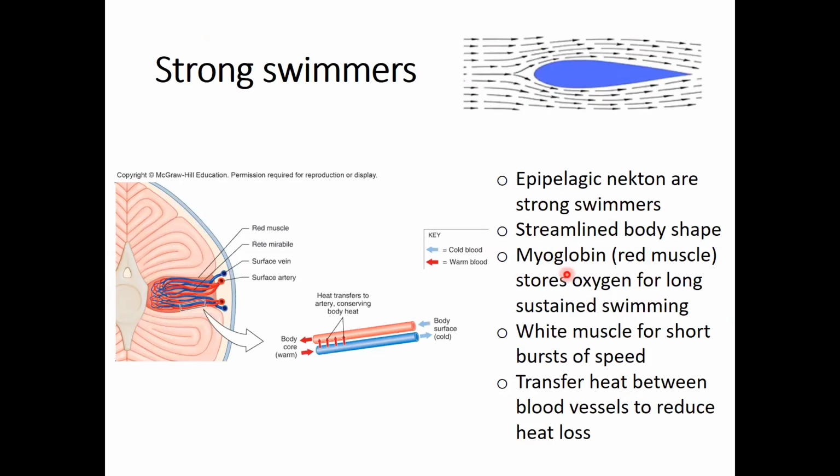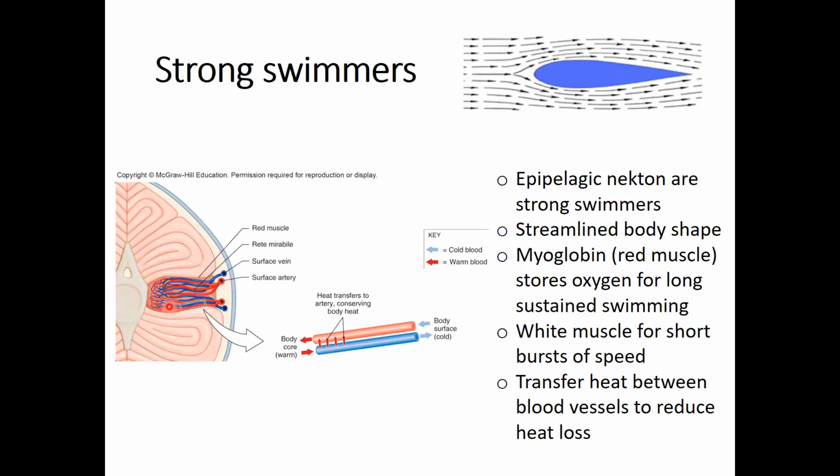We talked about myoglobin. These fishes are able to store more oxygen in their muscles, and that helps them swim for long periods of time. They have red muscles for sustained swimming, and they also have white muscle for short bursts of speed. They also have this really efficient transfer of heat between blood vessels. They want to keep those muscles warm so they're able to swim these long distances.